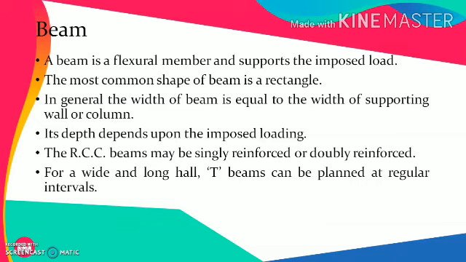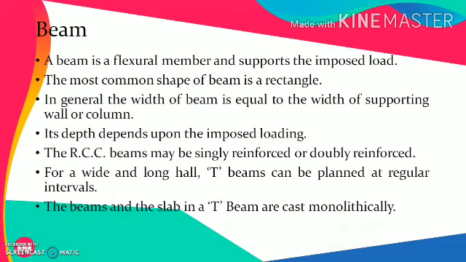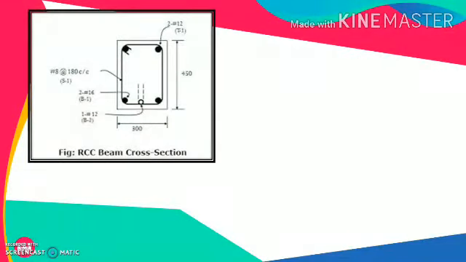For a wide and long hall, T-beams are planned at regular intervals. The beams and the slab in a T-beam are cast monolithically. This figure shows the cross-section of the RCC beam. It shows the main reinforcement, and at the center one bar has been shown which can be at the bottom at the central part of a beam, while at the support it changes its position from bottom to the top.